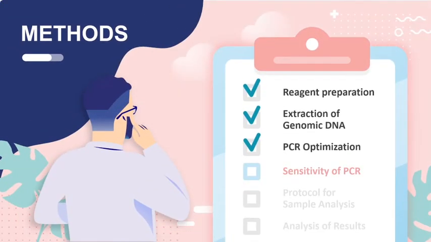We now go to the sensitivity or detection limit of PCR. The PCR sensitivity for the detection of the bacteria, E. coli, in drinking water was determined through the following methods.